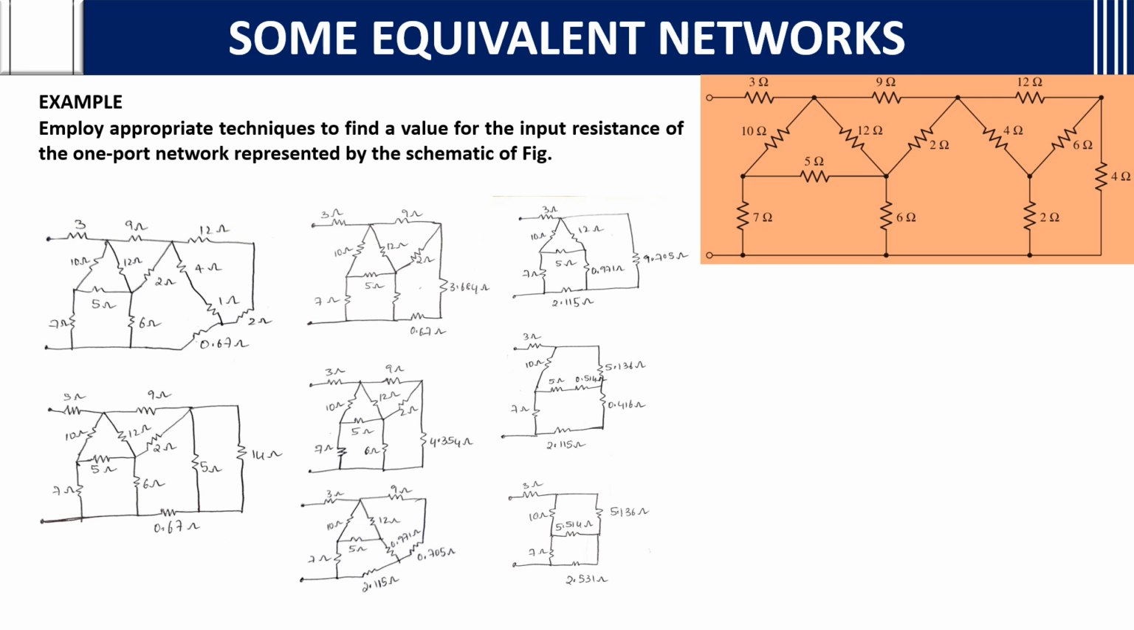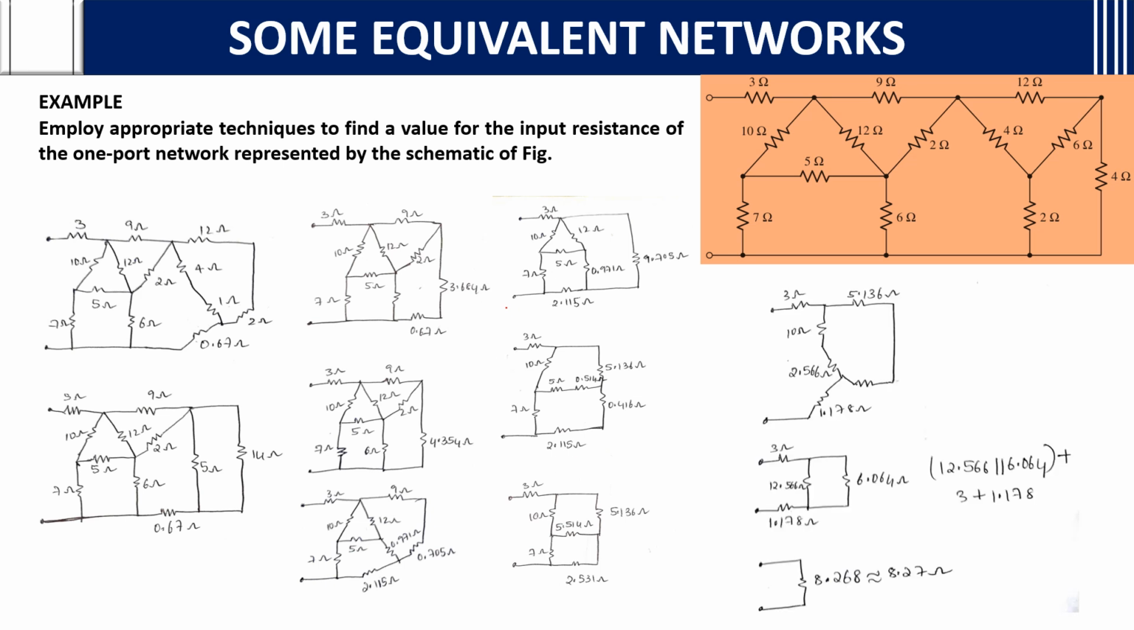And again, this is in the delta form. If you convert that into star form, then what happens? You will get a resistance in this. This is the star form you get for this delta. So after finding that, you will get the values like this: 5.514 ohms, 5.136 and 2.531. That is nothing but you are adding up these two, because they are in series connection.